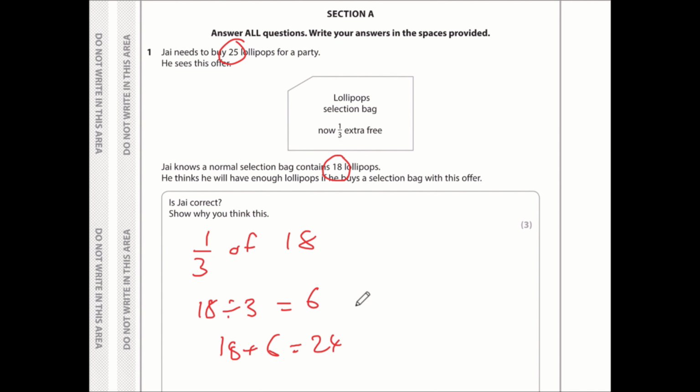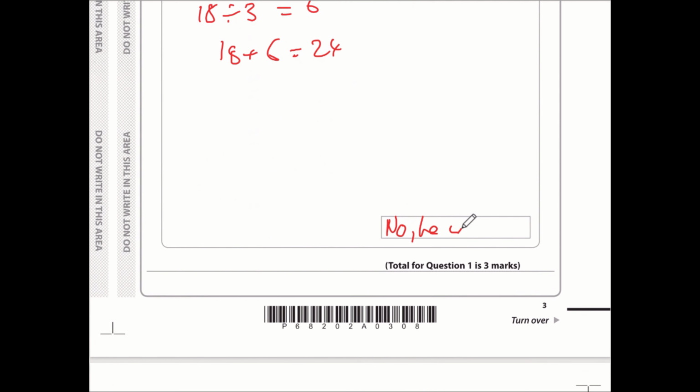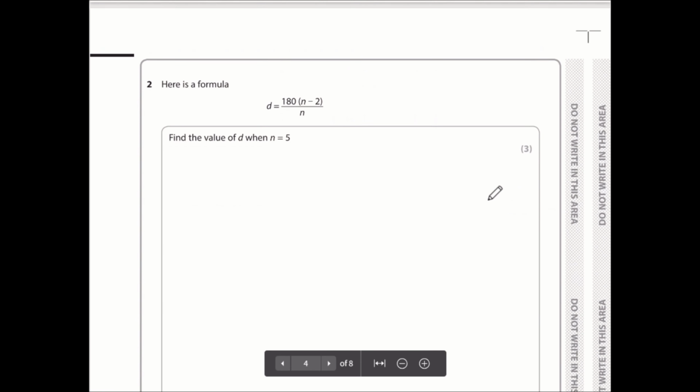18 plus 6 is 24. So he thinks he'll have enough lollipops. No, he will not have enough lollipops. He will be short by 1. So he will have 24, not 25. All words to that effect will be fine. So move on to question number 2.